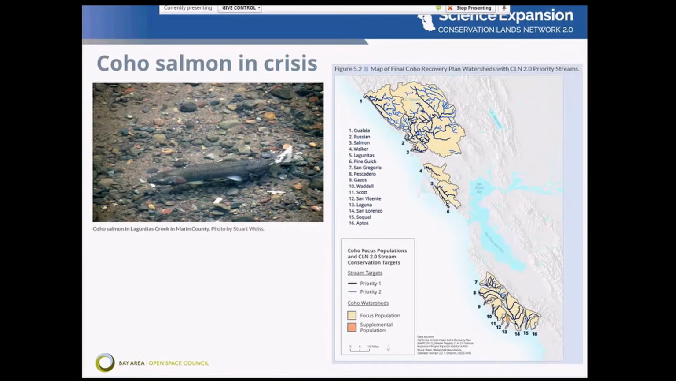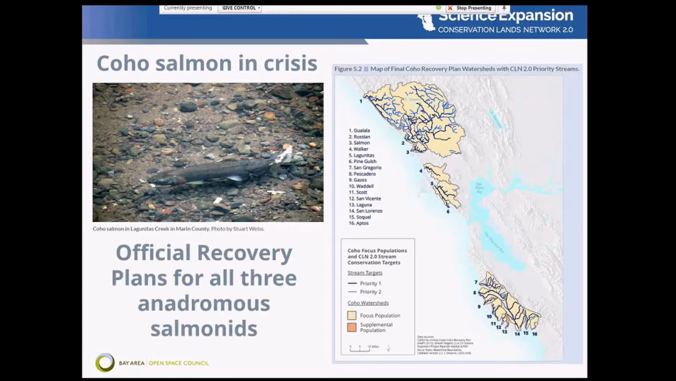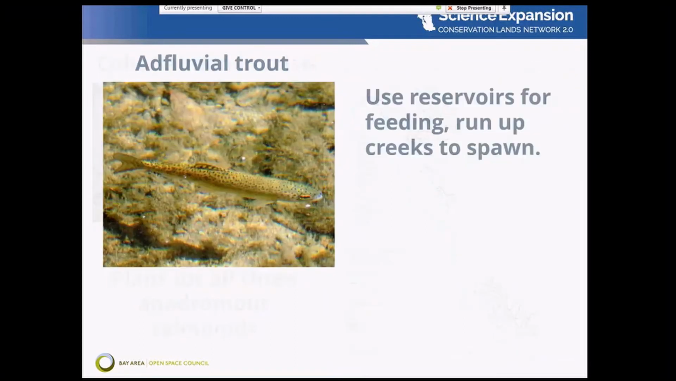Anybody in fisheries knows the coho salmon are in crisis. There's a really comprehensive recovery plan that I believe has been updated already. Next slide. And there are official recovery plans for all three anadromous salmonids.